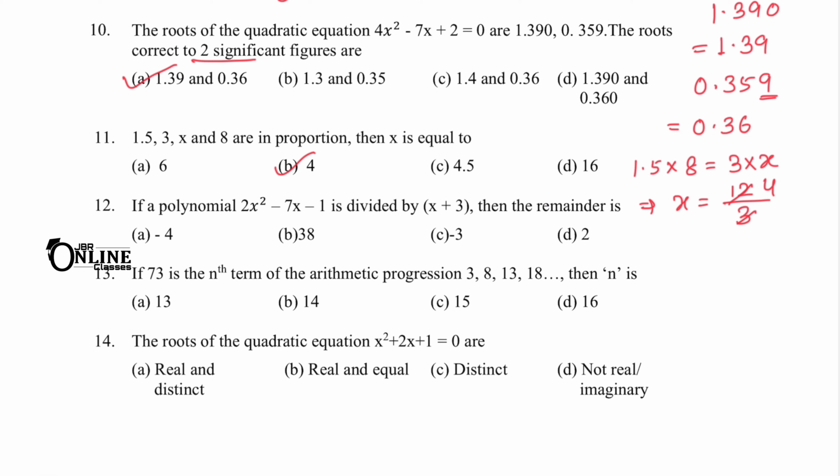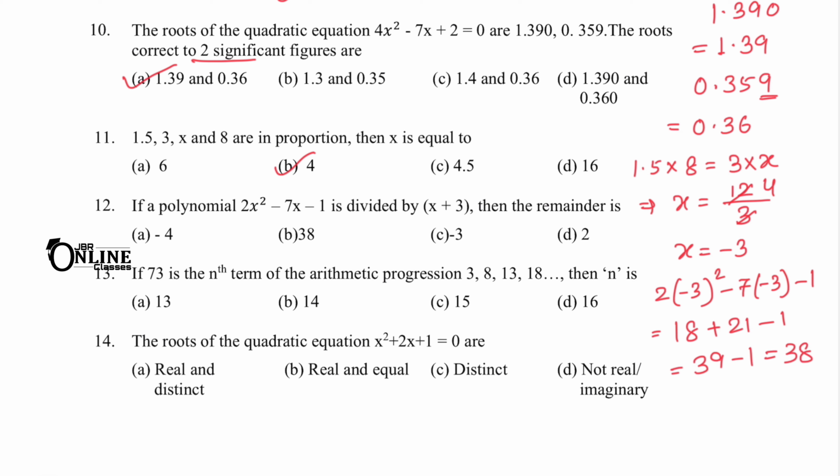Now 12. If a polynomial 2x square minus 7x minus 1 is divided by x plus 3, then the remainder. So as here x plus 3, that means x equals minus 3. Just put down the value here. So 2 into minus 3 whole square, then 7 into minus 3, then minus 1. So 2 into 9 is 18, plus 21, then minus 1. So it's 38. So 38 is your answer.